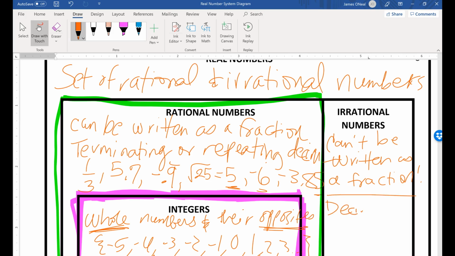Decimals that never repeat, or terminate. Okay, so if rational numbers right here, if they, come on, mouse, get your life together. Where you at? Click. There you go. If rational numbers terminate, then irrational numbers don't. If rational numbers repeat, then irrational numbers don't repeat. If rational numbers can be written as a fraction, then irrational numbers can't be written as fractions. All right, people, let's go.